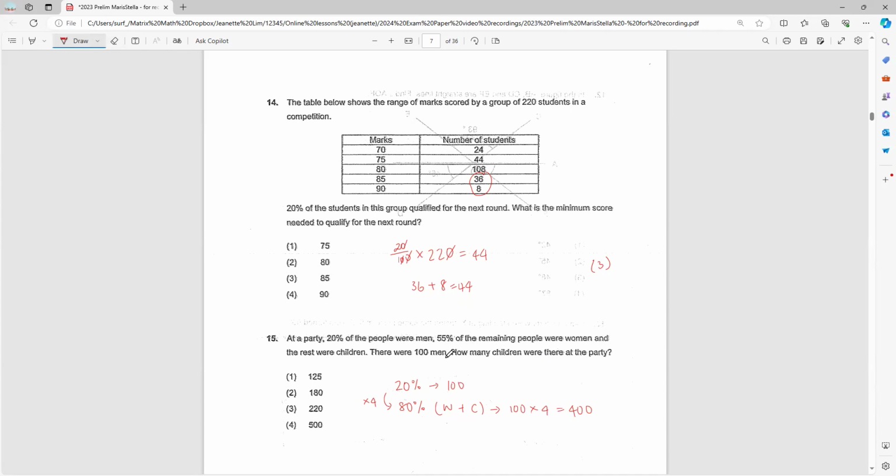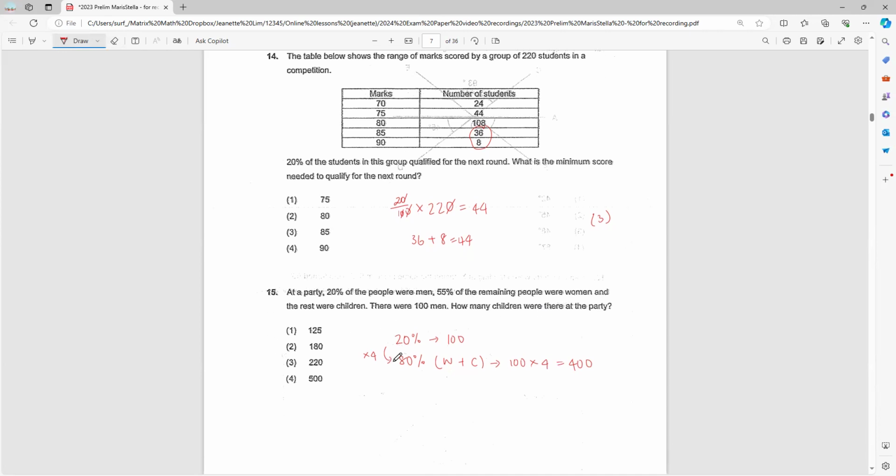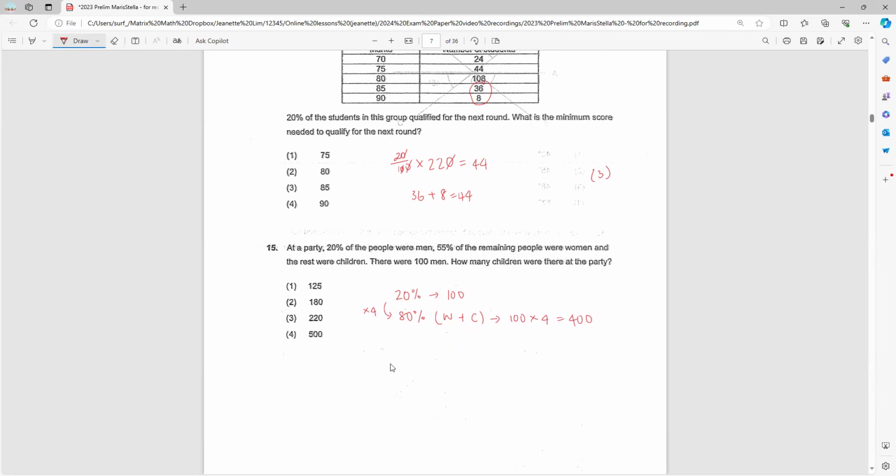If 55% of the remaining were women, and the rest were children, so what's children? 400 is your remaining. We take 100 minus 55%, which is 45%. So let's find 45% of 400. Four times 45, 180. So the answer is 2.